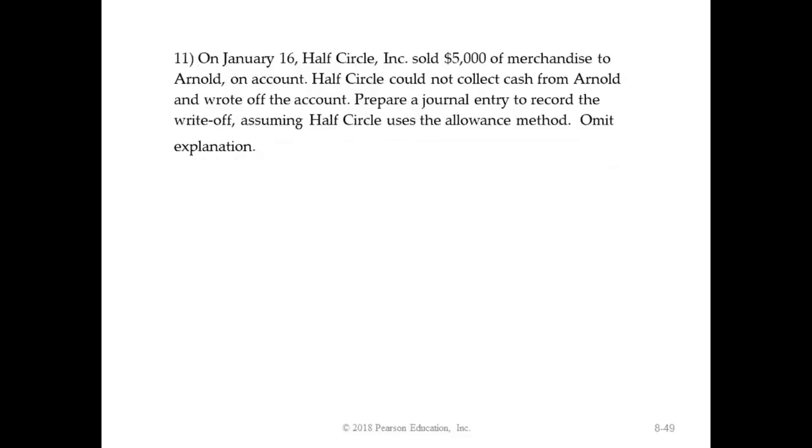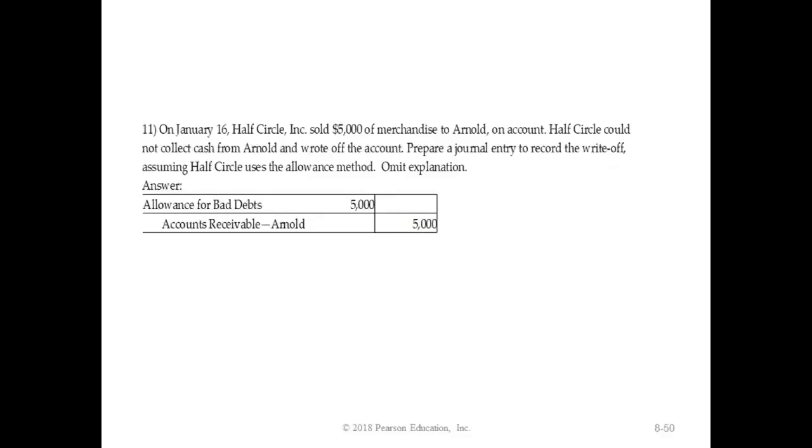Number 11. On January 16th, Half Circle Inc. sold $5,000 of merchandise to Arnold on account. Half Circle could not collect cash from Arnold and wrote off the account. Prepare the journal entry to record the write-off, assuming Half Circle uses the allowance method. This one should be a debit to the allowance for bad debts and a credit to accounts receivable Arnold for $5,000, and it is.